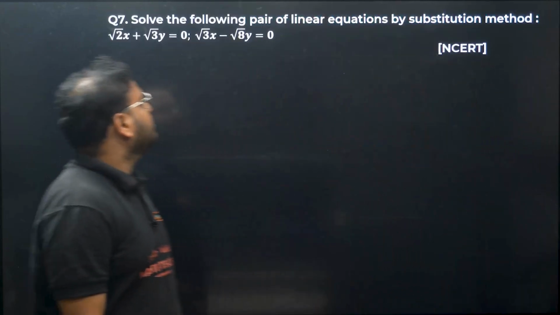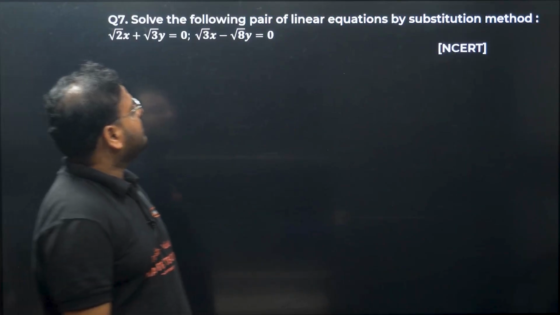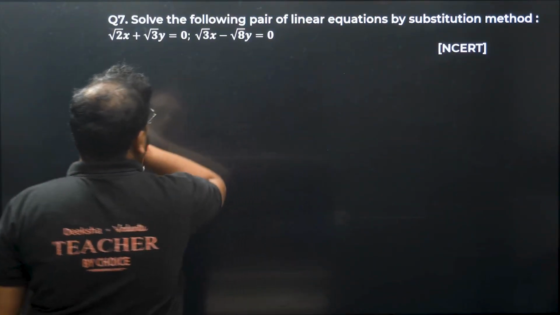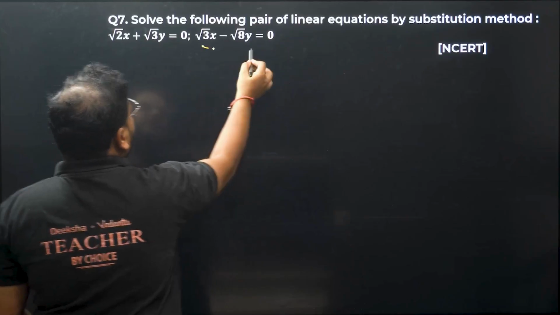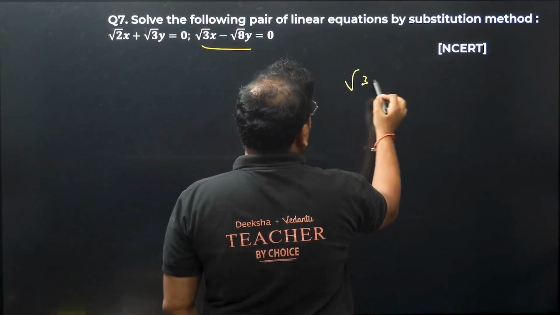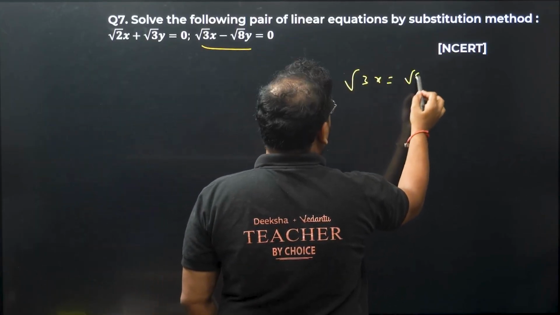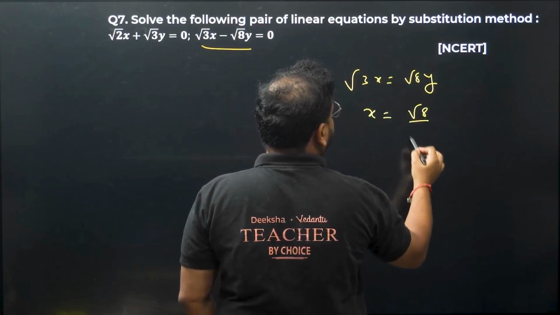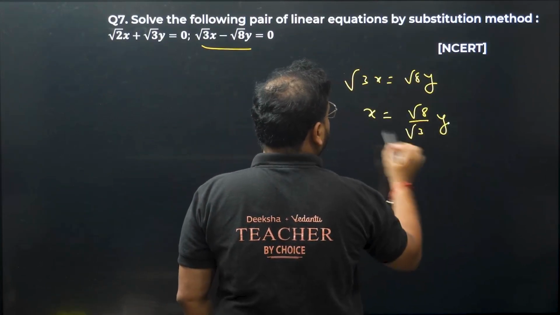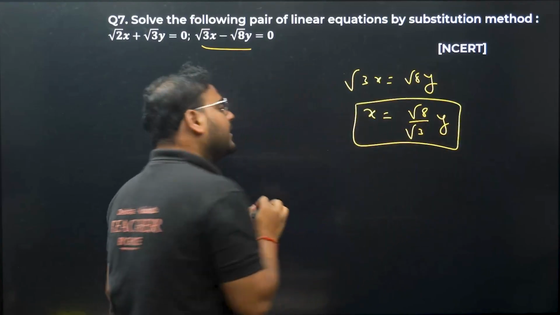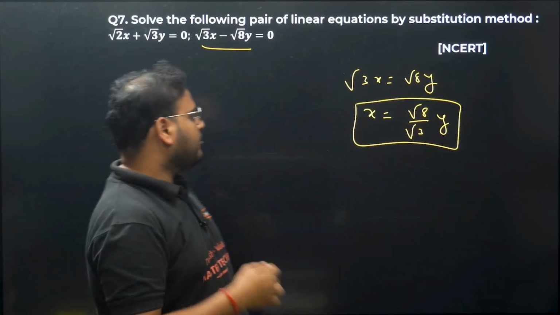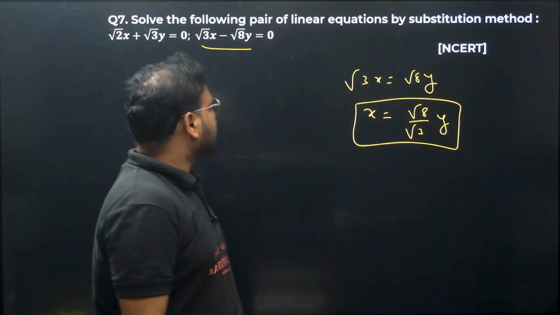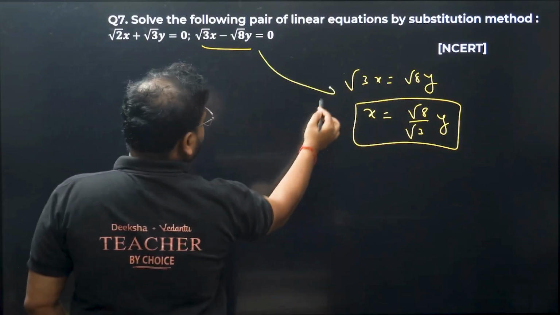It's an NCERT problem. Solve the following pair of linear equations by substitution method. Okay, no problem. Check from here. I get root 3x equals to root 8y. I'll find x value from here. So root 8y upon root 3, correct? And we have x as subject. This is we got from this equation. I'm going to use it over here.